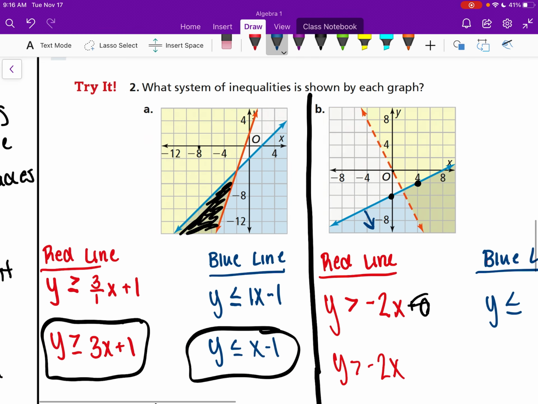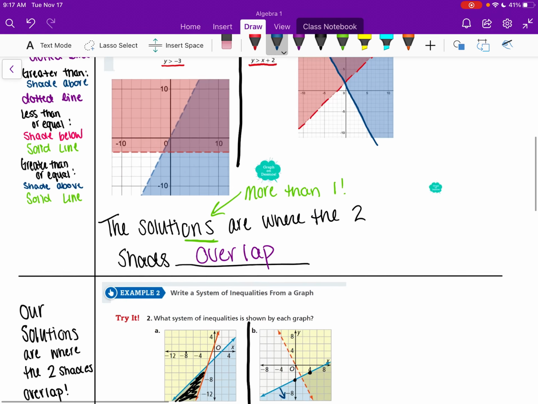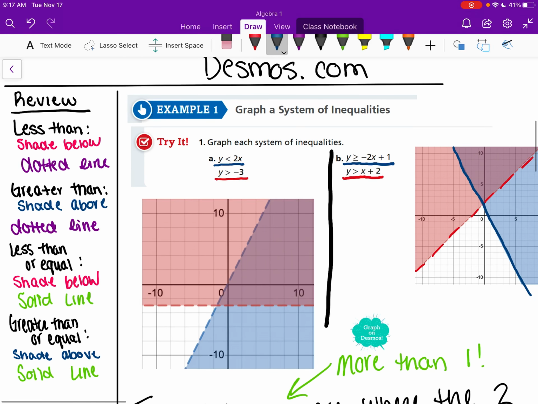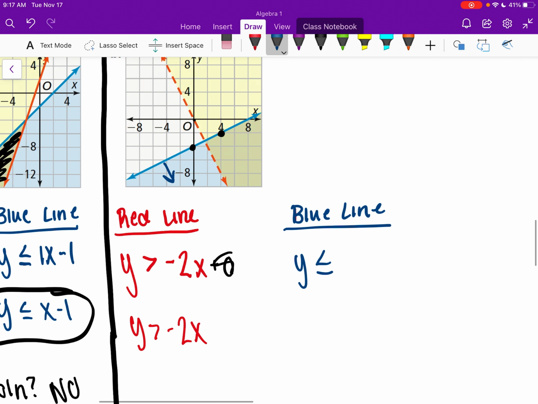Make sure you guys have this information written down, because this is the most important information about this section: you need to know, based on where the shading is and if it's solid or dotted, what inequality it is. So make sure you have that written down so you can constantly look at it. Let's go back. The blue line, y is less than or equal to, let's find our slope. We go up 1 over 2, so that's going to be 1/2 x.